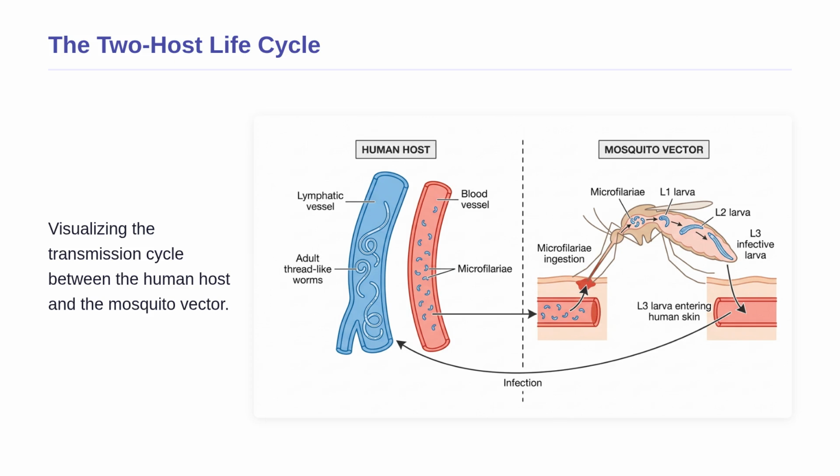Let us visualize this incredible journey with a diagram. On the left side, you see the human host. Notice the adult worms nestled inside the blue lymphatic vessel and the tiny microfilariae circulating in the red blood vessel. Now, look at the right side, representing the mosquito vector. When the mosquito takes a blood meal, it ingests these microfilariae. Inside the mosquito, they develop through stages L1, L2, and finally into L3 infective larvae. The cycle completes when the mosquito bites another human, injecting the L3 larvae into the skin.